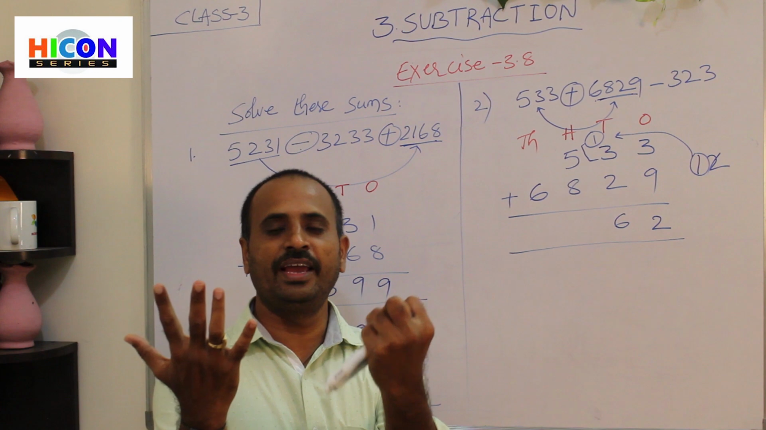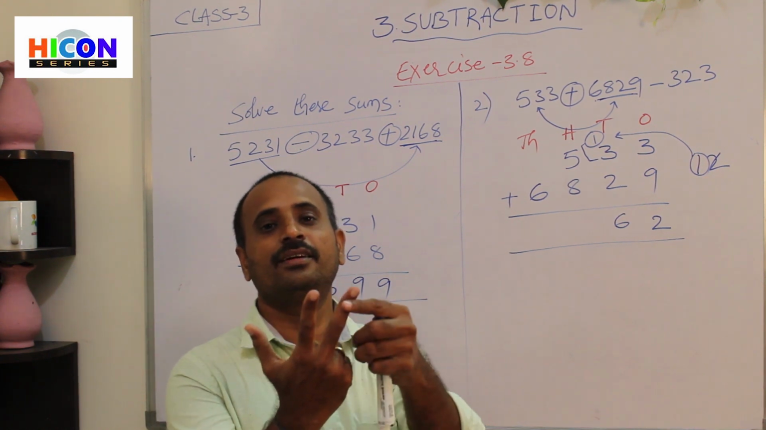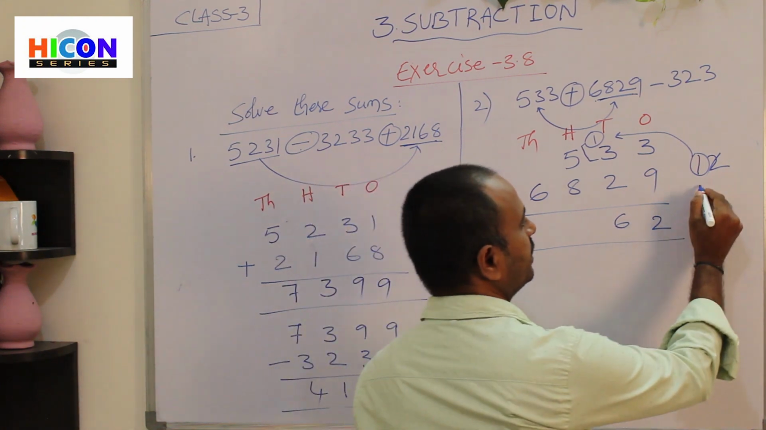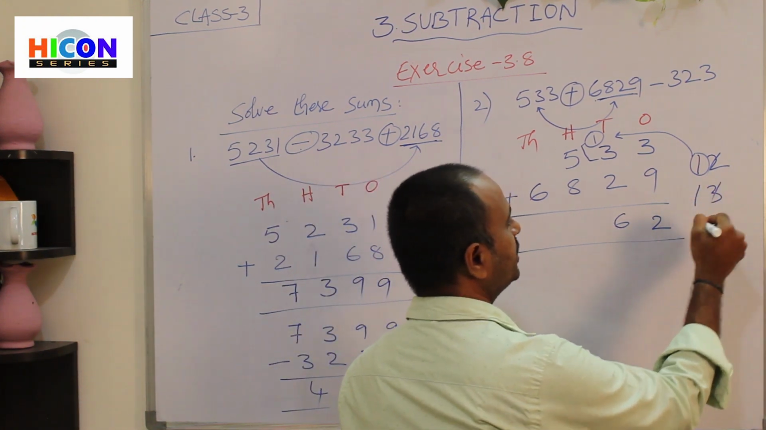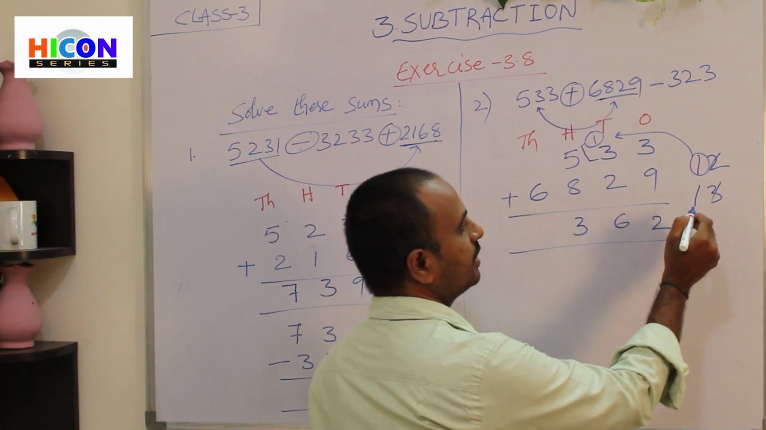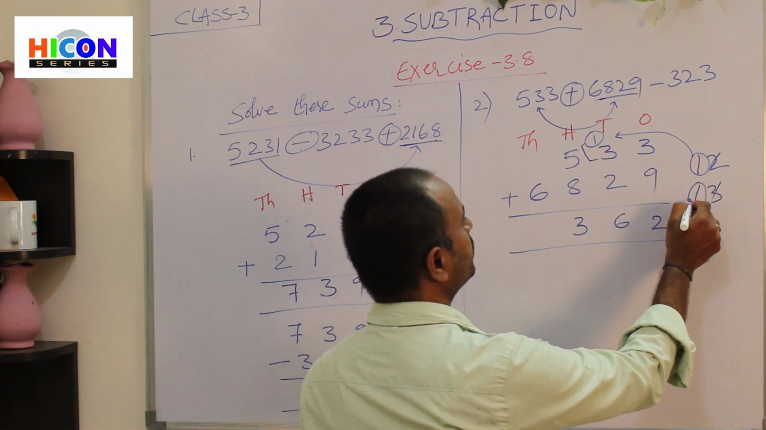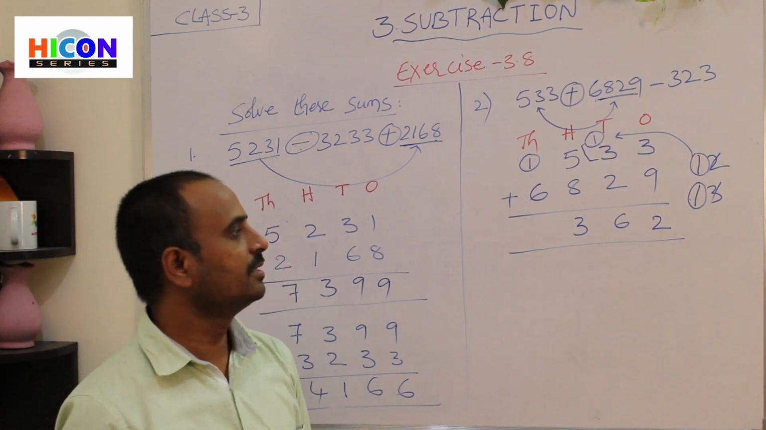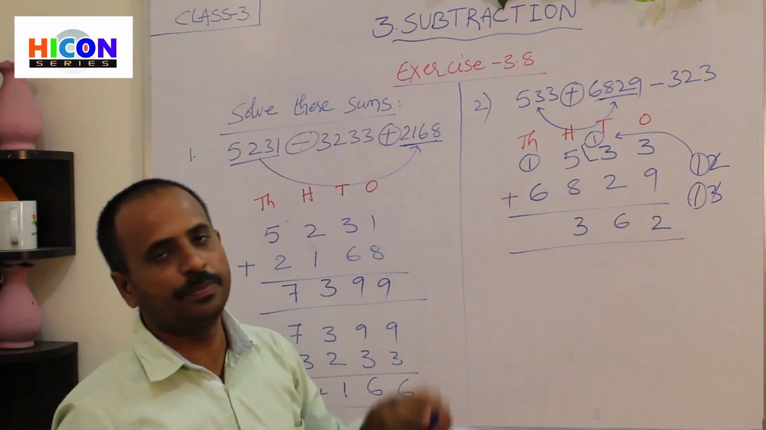6, 7, 8, 9, 10, 11, 12, 13. So the sum is 13. So write the first digit under hundreds place and carry the second digit to the thousands place. That is, the second digit is carried to the next place.